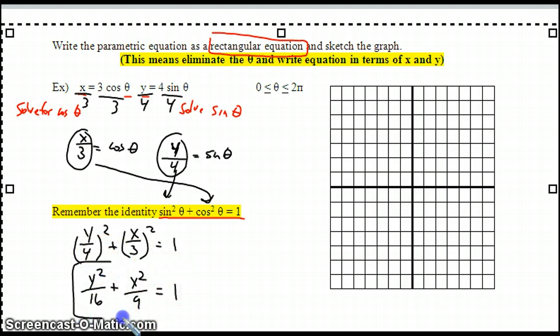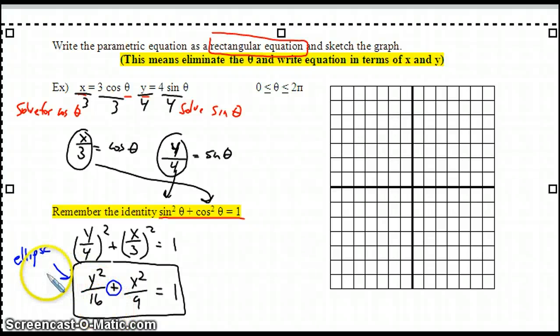This is my rectangular equation, and if I want to graph this, I don't need to make a t-table like I did in the last one, because I should be able to look at this and say, because it's got two squared values and a plus in the middle, it has to be an ellipse. It's an ellipse and not a circle because these values are not the same. If these values were both 16, or both 9, it would be a circle. So the rule for an ellipse is that a is always the bigger of the two, so this would be my a squared, and this would be my b squared. The center, the h, k value, is going to be at 0, 0.